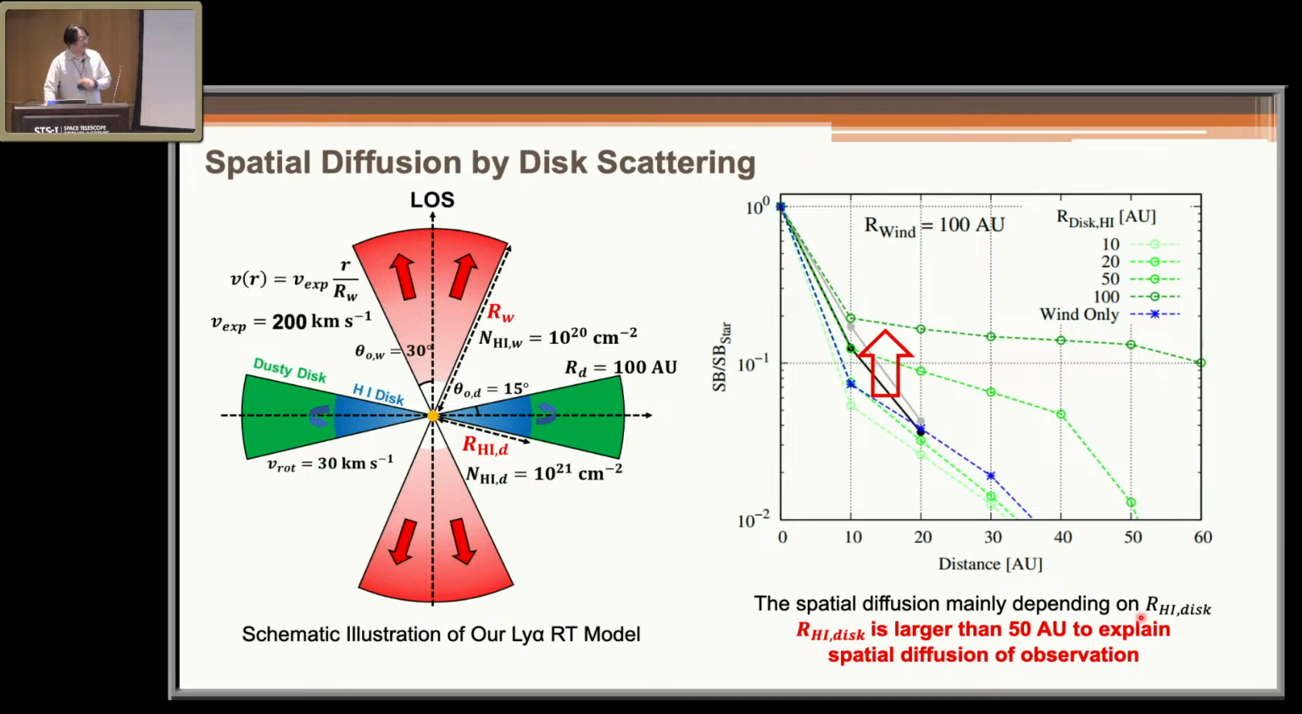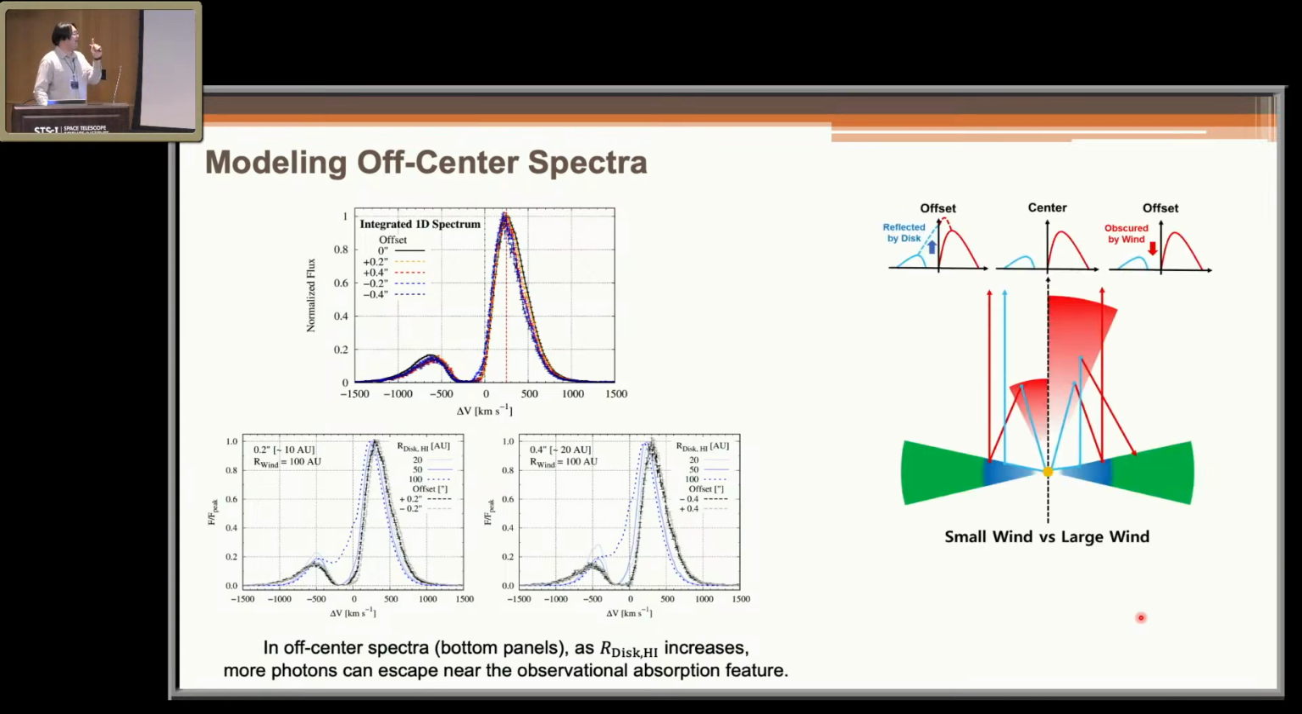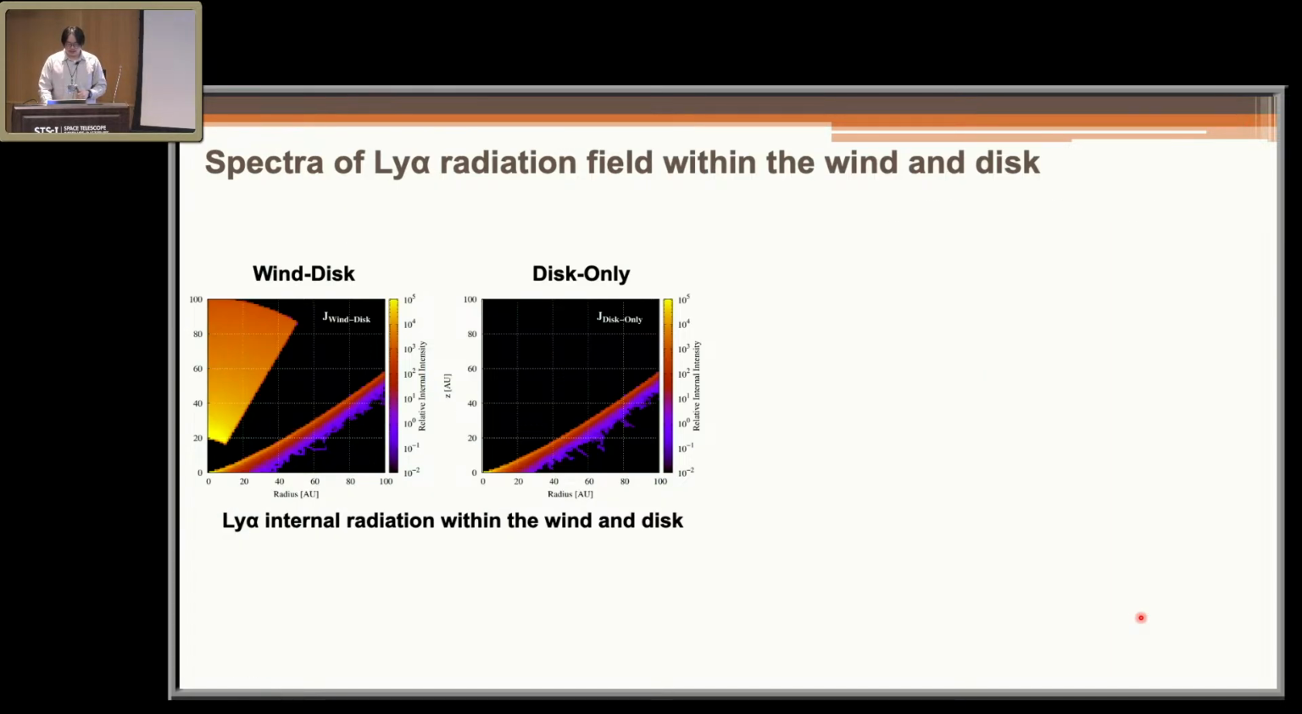Okay, thank you. I also compare the offset spectrum. If the H1 region is too large, Lyman alpha is just reflected by the disk, and this reflected light is not obscured by the wind. In that case, some Lyman alpha photons are enhanced. So one quick result is that the wind is large enough to obscure the H1 disk. I just quickly show one result for the general study of Lyman alpha in T-Tauri stars.